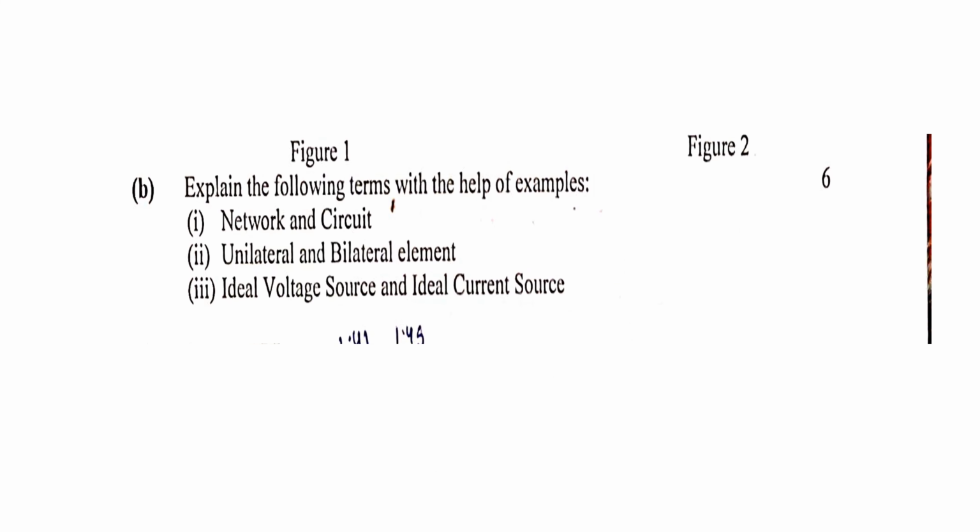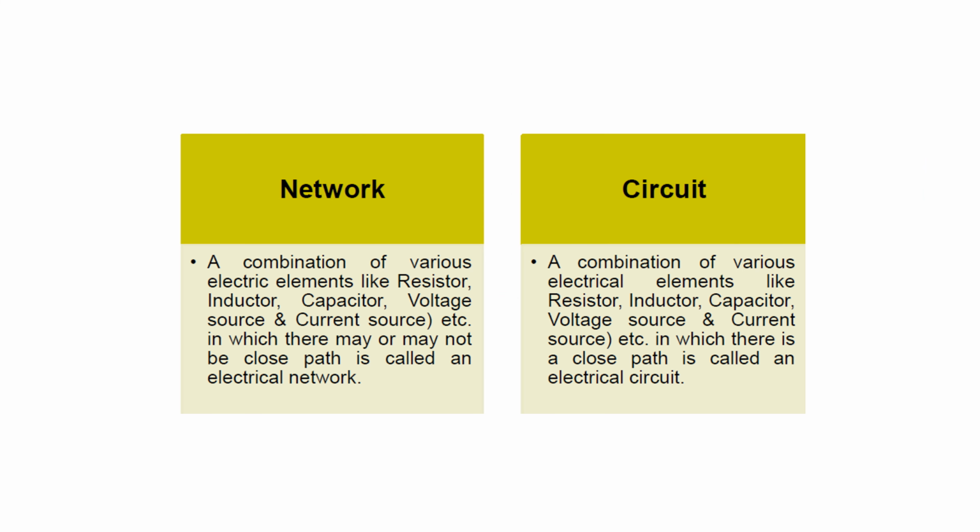And the second question is network and circuit, unilateral and bilateral, ideal voltage source and ideal current source. This part is explained in the previous video, and unilateral and bilateral, and network and circuit, have all been discussed. But for your convenience, I have given the network and circuit portion here: what is a network and what is a circuit, and you can learn whatever has been given. Don't make your own definition in your own language, because electrical teachers deduct marks if you make a definition of your own. So keep focus on it.